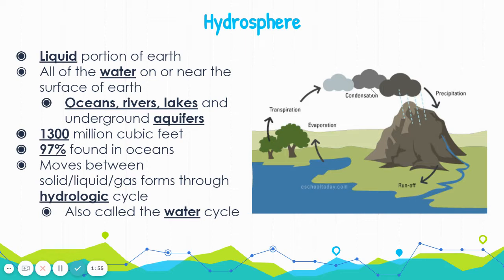So in total, there are about 1,300 million cubic feet. So 1,300 million is about 1 billion cubic feet. 97% of that water is found in oceans. And that water is going to move between solid, liquid, and gas forms through what is called the hydrologic cycle. The hydrologic cycle is also sometimes called the water cycle.